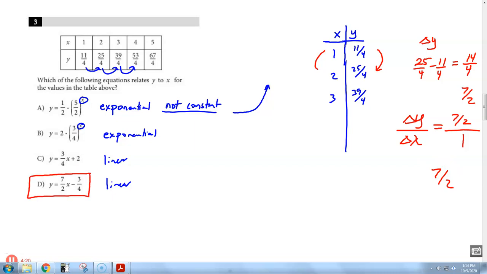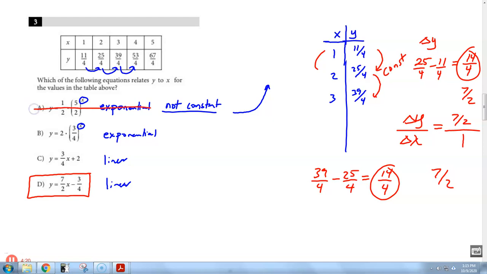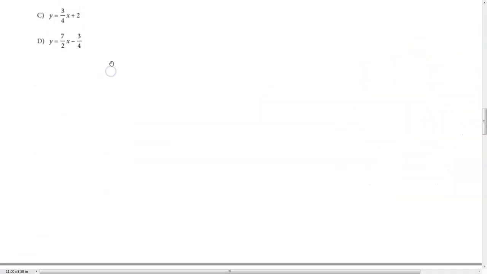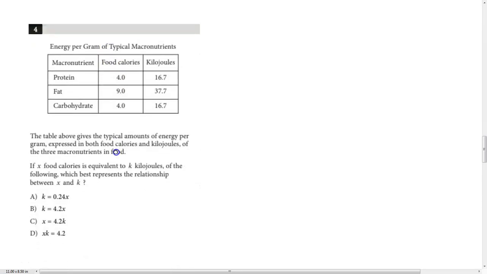Now I probably should have checked this change of y just to make sure it was the same. And so if I did 39 quarters minus 25 quarters, that comes out to be 14 quarters, which you'll notice was the same. So I know that this change is constant, which means that these two couldn't even be possibilities. Now, if your table starts jumping by bigger and bigger amounts, then you'll know it's exponential. That's covered in a later topic chapter.